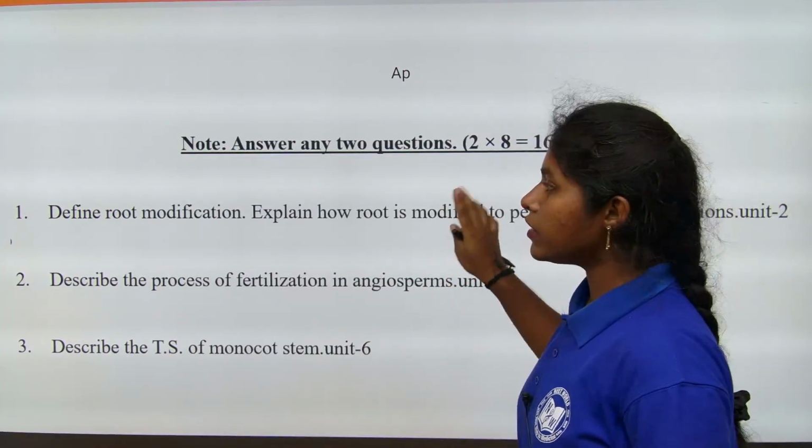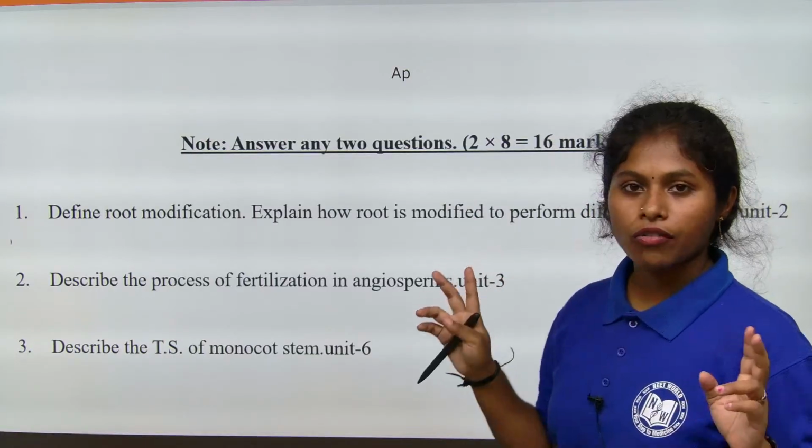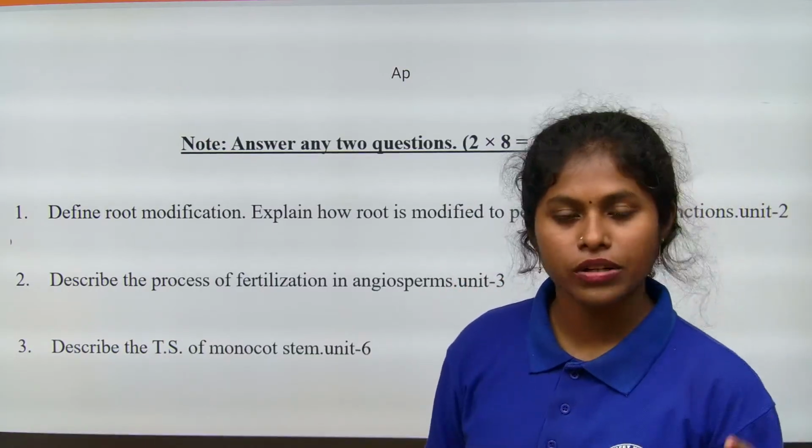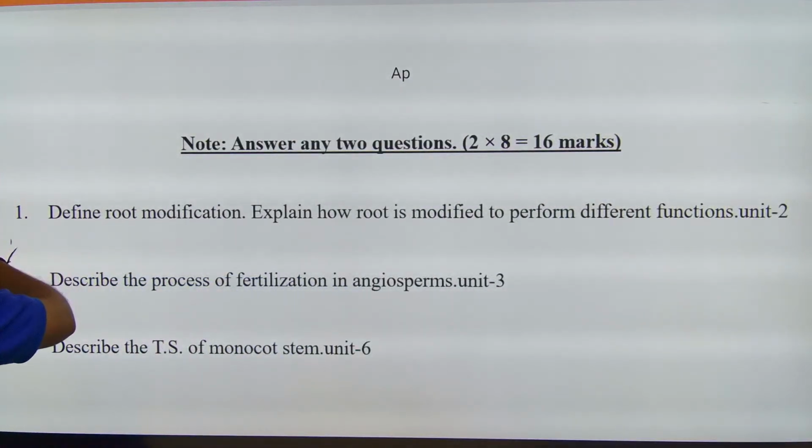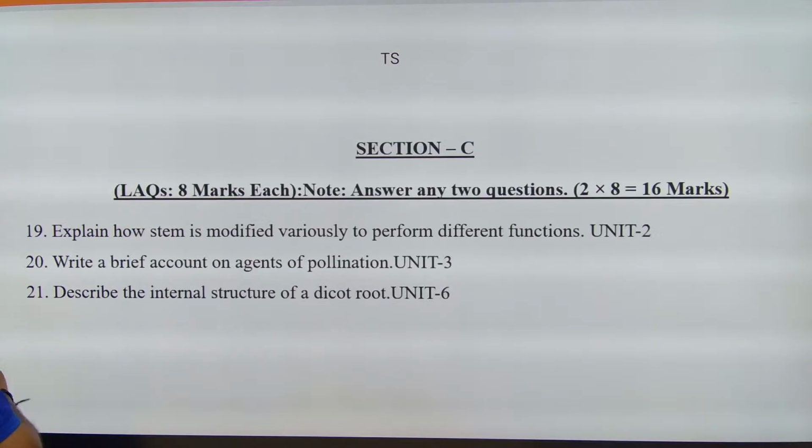For the AP students, you will definitely get 1 question out of root, stem and inflorescence from the chapter Morphology of Flowering Plants. This is about the AP students. Coming to the TS students, here they have given the stem.